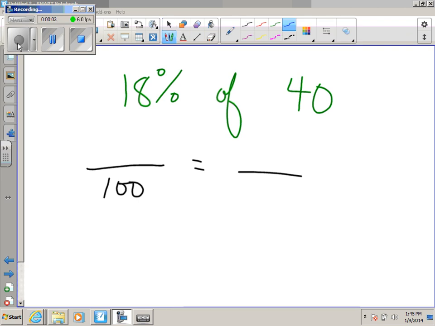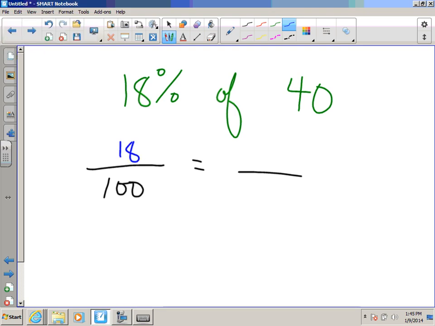Gotta put things in the right place. Where are we putting them? Cal. The 18 goes over the 100 because that's where I put the percent. And where does the 40 go? Top or bottom over here? Bottom. Very good. Everything's set up the way it's supposed to be.